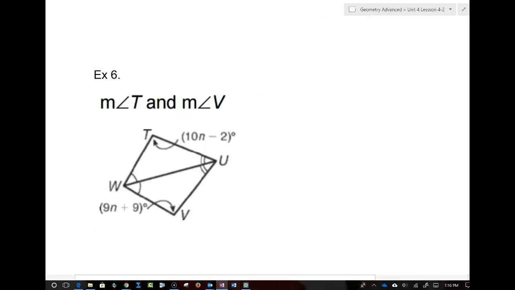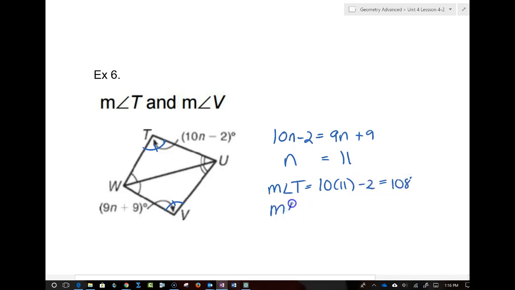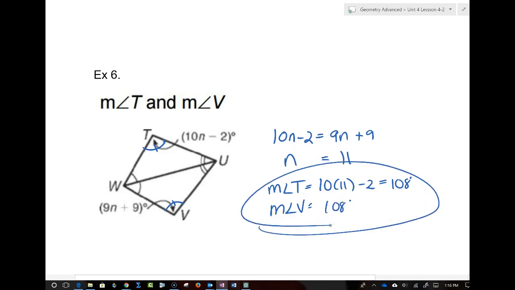Look at this one. I'm looking for the measure of angle T and V, but again, what's already marked on both of my diagrams? 2 pairs, so automatically, what do you know about your third? Yep, they're going to be congruent to each other, so we know those are going to be the same. So I get 10n minus 2 is equal to 9n plus 9. I get n is equal to 11. What do I need to do? Plug it in. That's right. So I get 10 times 11 minus 2, and I get 108 degrees for both of my angles. And make sure you tell it for both of them, my friends. Does it make sense today?